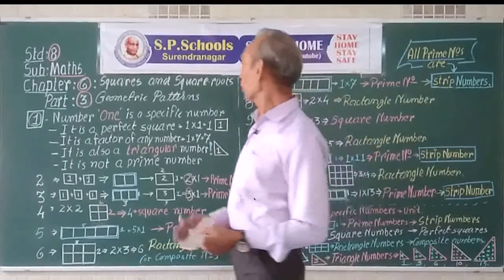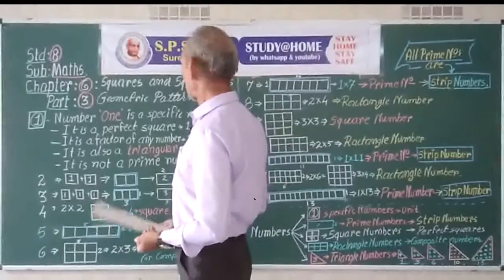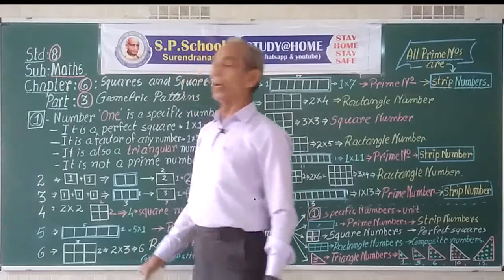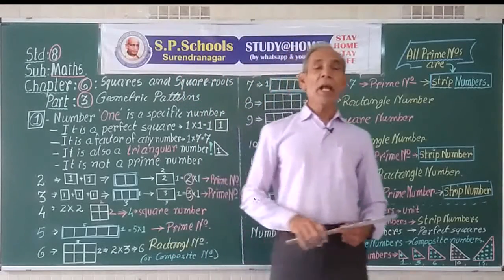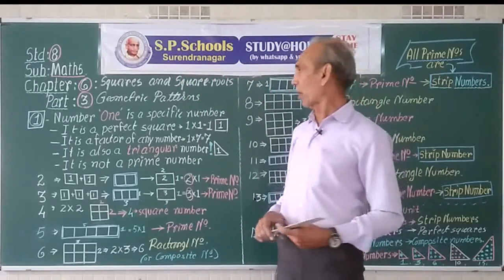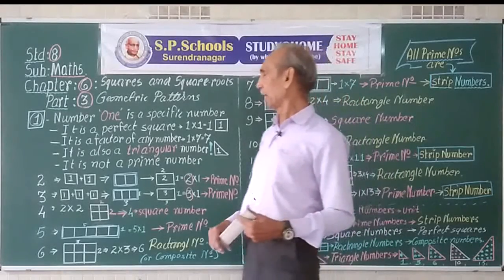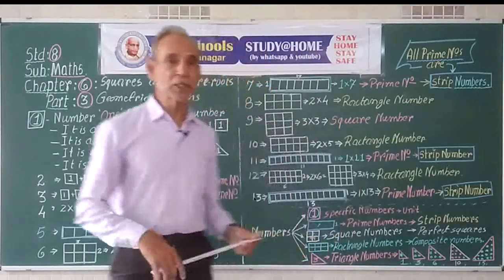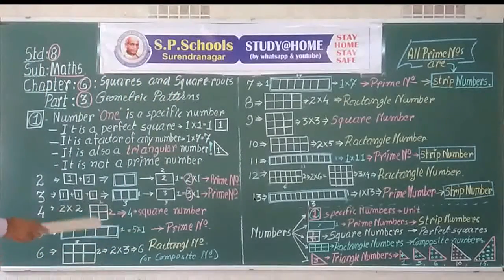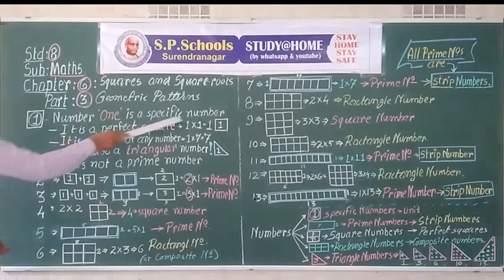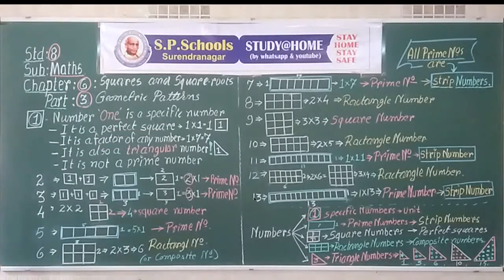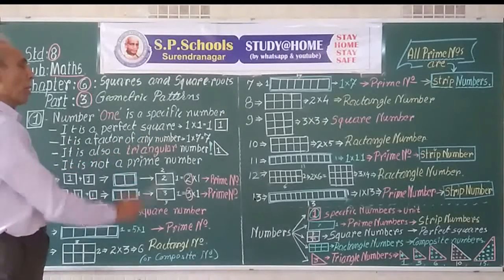Last time we were discussing squares. Now, analogous to numbers, we have some geometric patterns. Let us discuss these geometric patterns. Number one is a specific number, a unit. It is a perfect square.